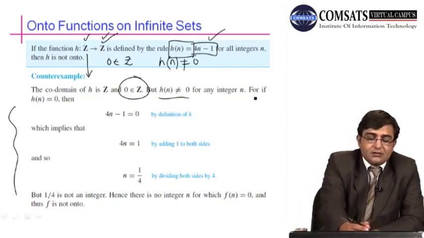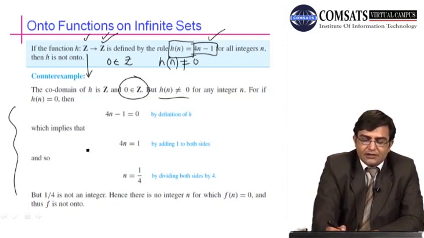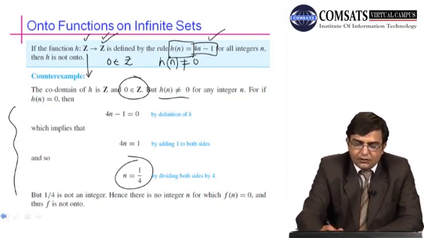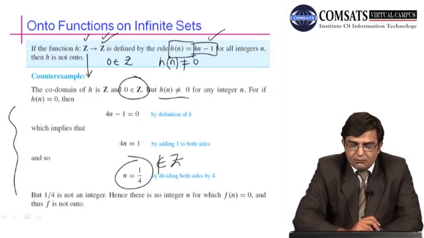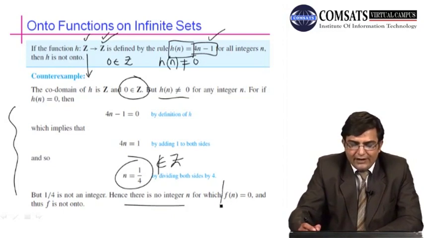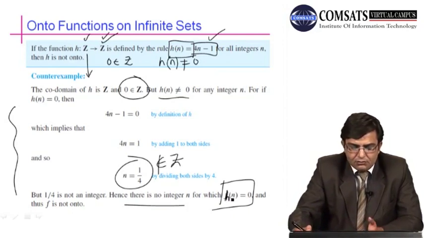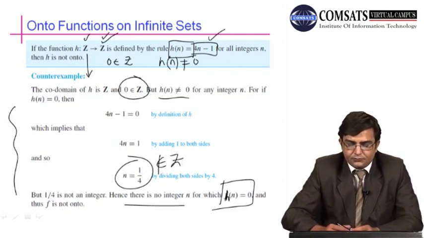If h of n is equal to 0, then 4n minus 1 equals 0, which implies 4n is equal to 1 and n is equal to 1 by 4. And 1 by 4 doesn't belong to Z. This is not an integer, hence there is no integer for which h of n is equal to 0. Thus f is not an onto function.